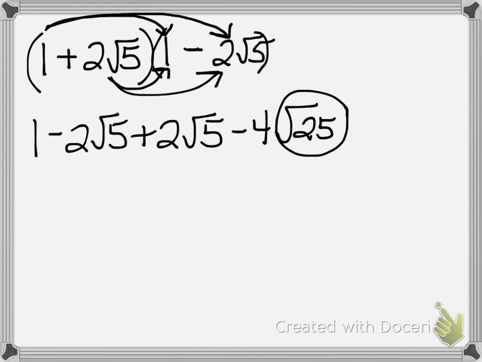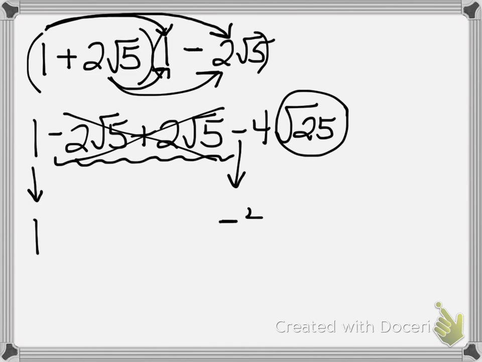All right, so I'm going to drop down my 1. That's a constant that I'm tracking down. What's special? What happened here in the middle? Do you see it? Yep, they canceled out. They both have the same radical, square root of 5, but they have opposite numbers in front of the radical, and opposites always add up to be 0. So negative 2 and positive 2 is 0. And then we're going to drop down the minus sign, drop down the 4.